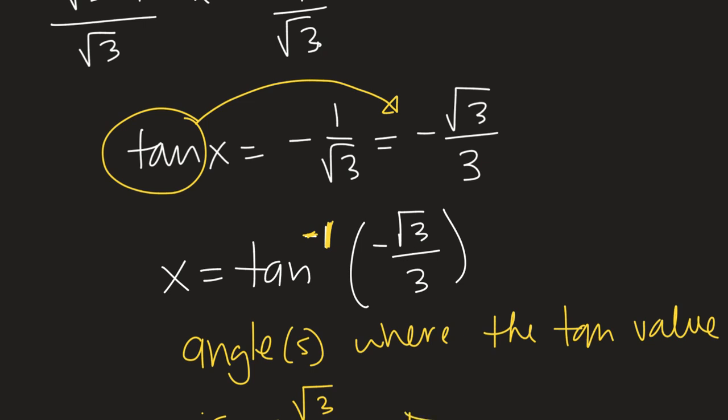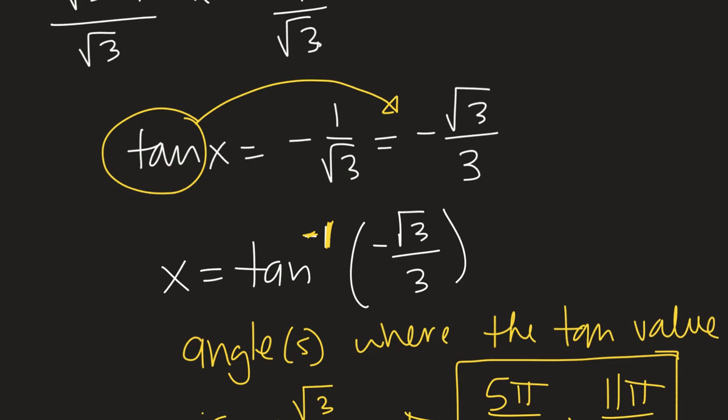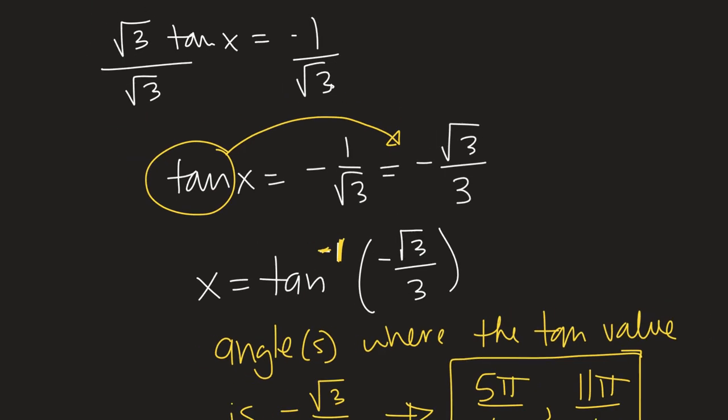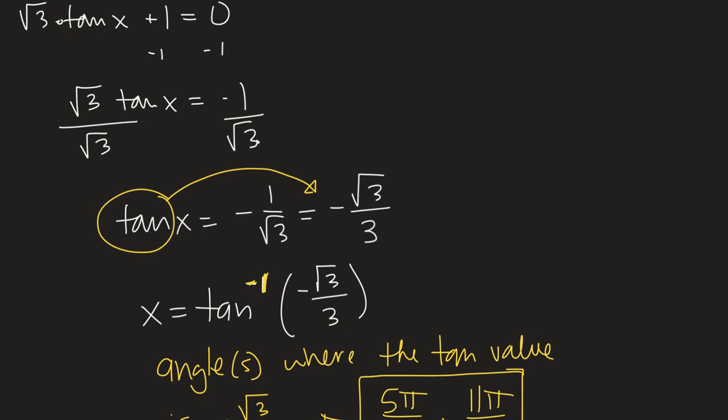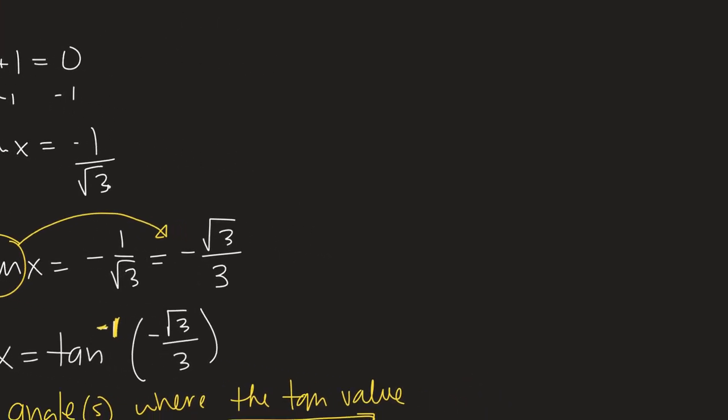Okay, so you go to your unit circle or your super chart if you have one, and you see where tan is negative root 3 over 3. And I see that happens at 5 pi over 6 and again at 11 pi over 6. So at these two angles on my unit circle, I know that the tangent has a value of negative root 3 over 3. Okay? Pretty simple stuff maybe.